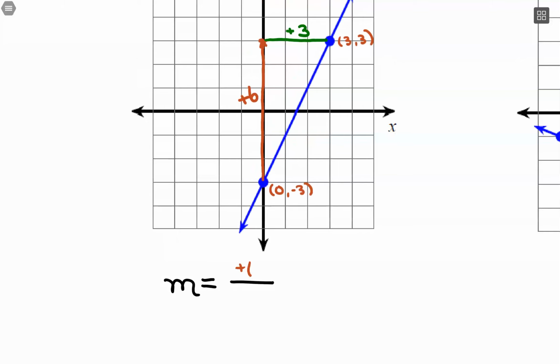So I'd have that positive 6 in the numerator, and then the denominator of the run was a positive 3. And then I would just need to simplify, so this is all going to be positive, and 6 divided by 3 is 2. So that gives me my slope.